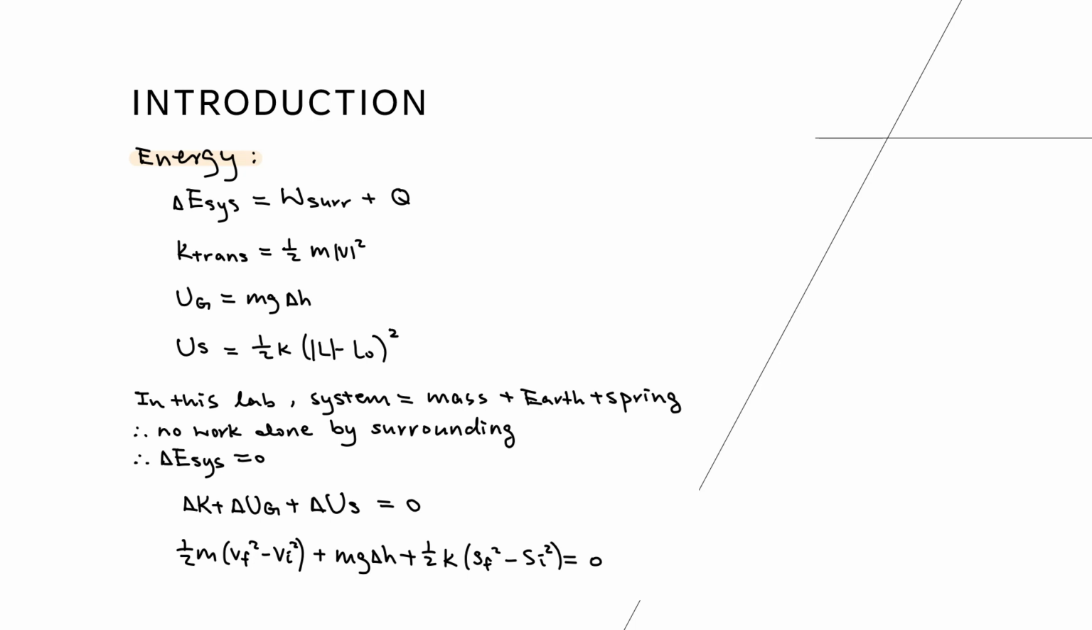In this lab, we can consider the system as mass plus earth plus the spring, so there is no work done by the surroundings. Thus the change in energy of the system is 0, which also means the change in kinetic energy plus the change in gravitational potential energy plus the change in spring potential energy is equal to 0.